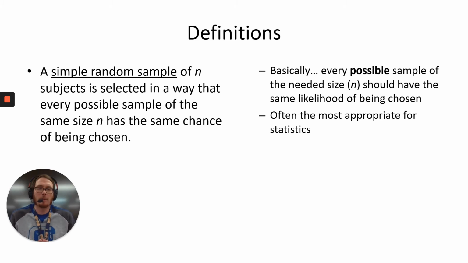This is the most appropriate for statistics, and we're not going to go into too much detail. If you see something as random sampling, it's probably a good indication it's a simple random sample. I can get into a lot more details with that, but I don't know if it's necessary right now. So just remember, simple random sample is something that you want to make sure that you look at for statistics if possible.